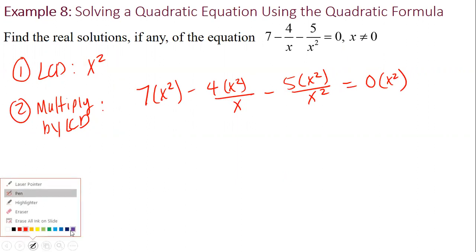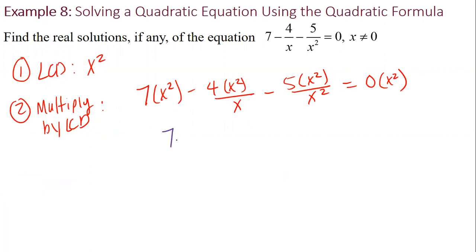So I'm going to simplify this. Well, 7 times x squared is just 7x squared. When you are dividing exponents, what are you doing? Subtracting. What's 2 minus 1? X minus 5. And then x squared is going to go away, equals 0. Now it's just a regular problem. Okay, so now I'm going to let you finish it using the quadratic formula.